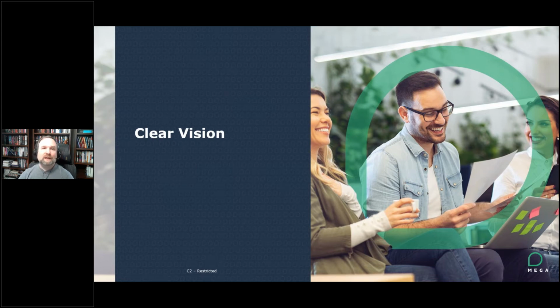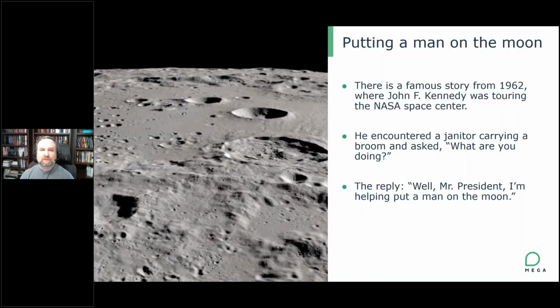So first, now that we understand the articulation of value, it is important within any given organization that there is a clear vision. I recently attended a conference where this story was reminded, and it goes from 1962. President Kennedy is visiting NASA, and he comes across an individual with a broom in a hallway, and he asks, what are you doing? And the individual came back, well, Mr. President, I'm helping put a man on the moon.